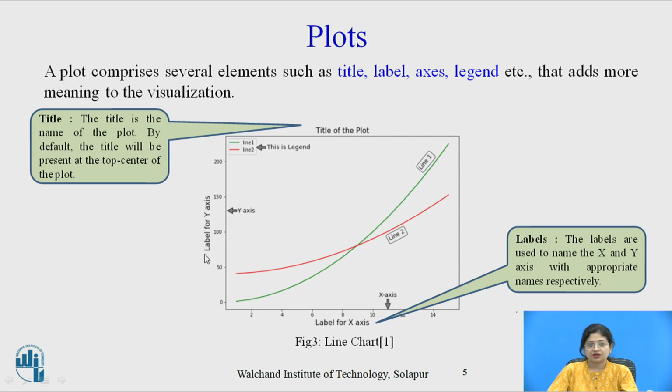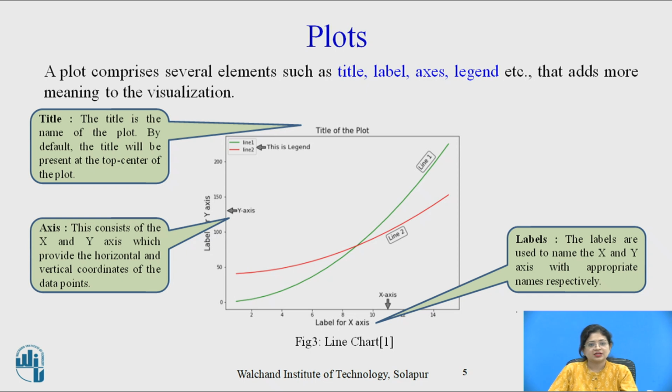Now, these are the axes. This is the horizontal axis and this is the vertical axis. Here the y axis is the vertical axis and the x axis is the horizontal axis. So, look here at what an axis actually is. It consists of the x and y axis which provide the horizontal and vertical coordinates of the data points.